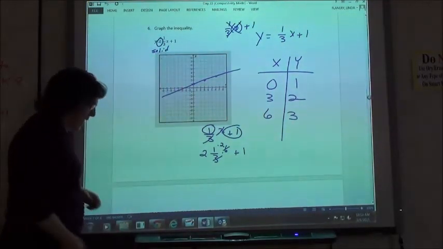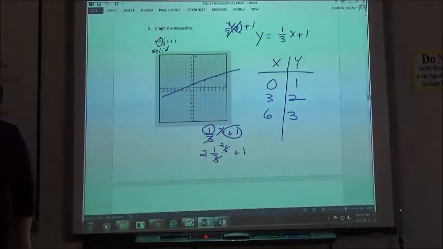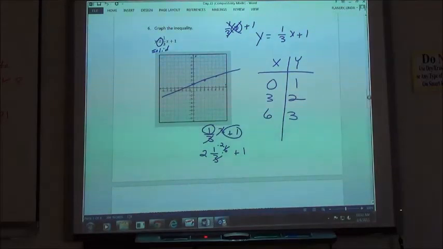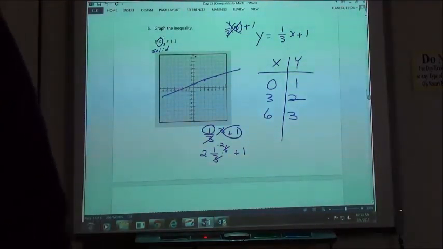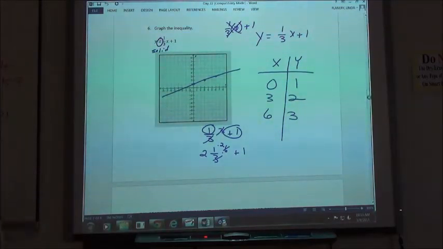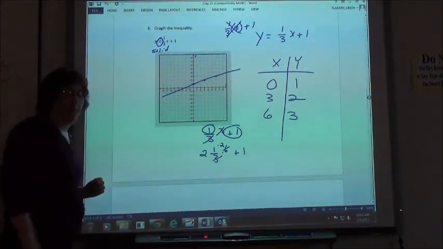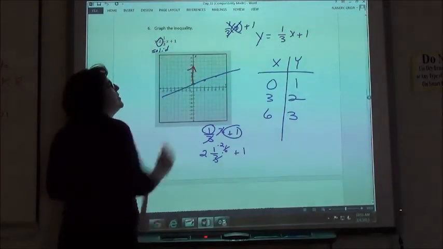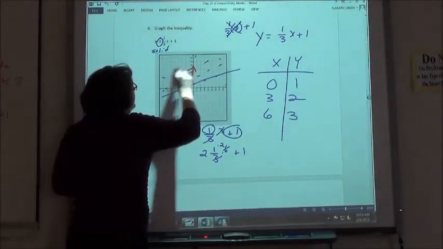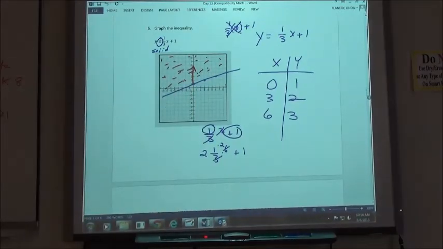And then we want to shade. If I'm going to shade greater than my line, that would be on the top, right? I'm going up on my y-intercept because I'm going greater. So above that line is where it gets shaded. Something like that.